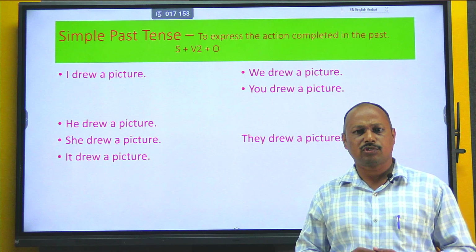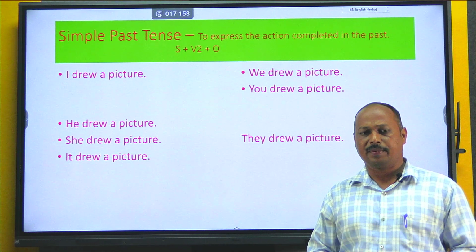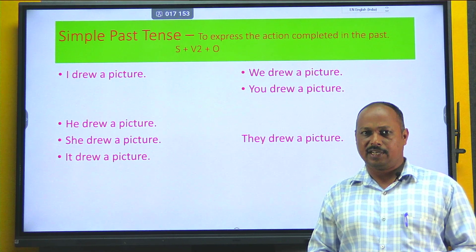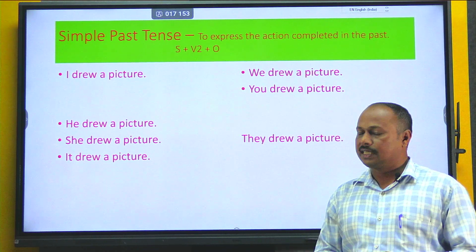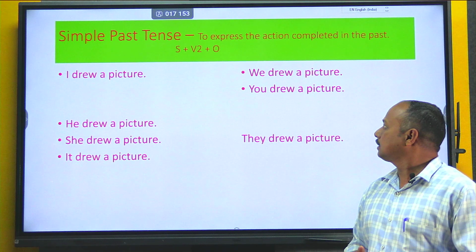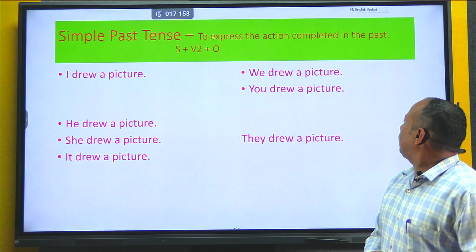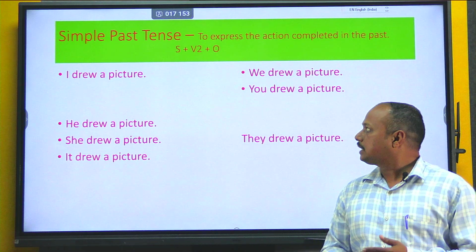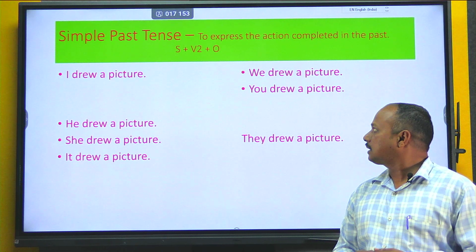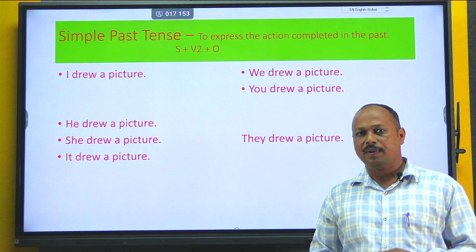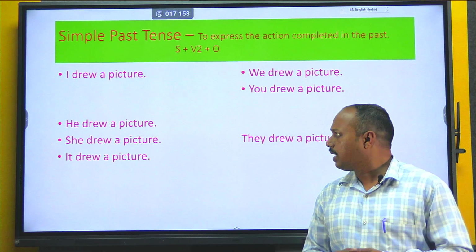Past tense also has four subtypes: simple past tense, past continuous tense, past perfect tense, and past perfect continuous tense. We can see them one by one here. The definition of simple past tense: the simple past tense is used to express an action completed in the past. Then we can see the structure of simple past tense: subject plus V2 plus object. V2 means the second form of the main verb.